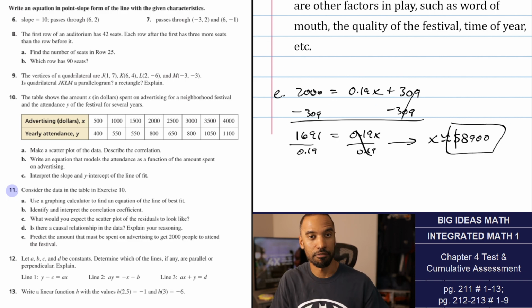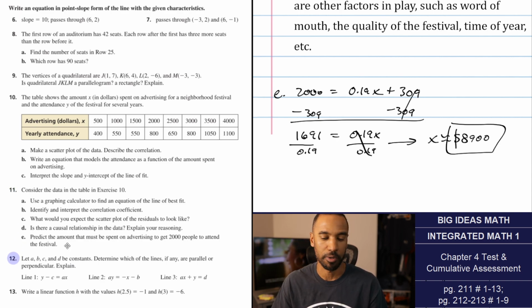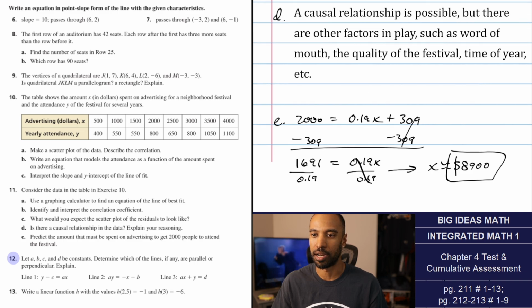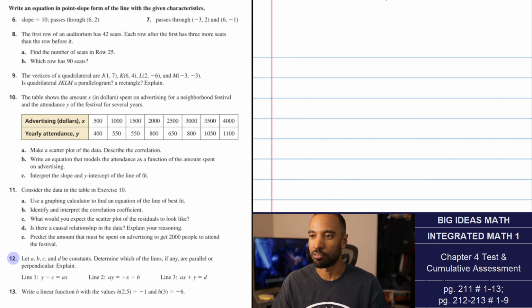Now, that is based off my line of best fit. I did use a rounded value, but that's based off my line of best fit. So I'm going to trust it. That's probably what they wanted us to use and get. All right, number 12. Let A, B, C, and D be constants. It says determine which of the lines, if any, are parallel or perpendicular. Explain. Okay, this is interesting.